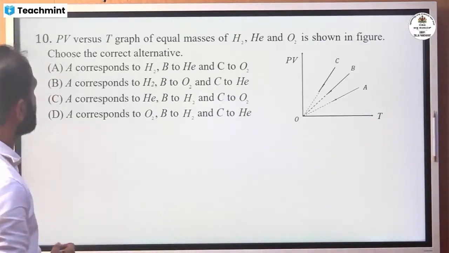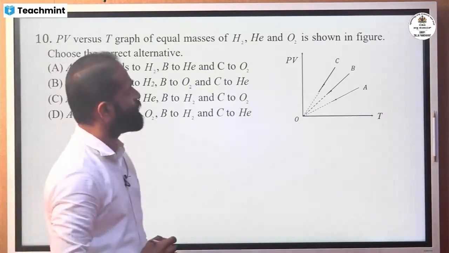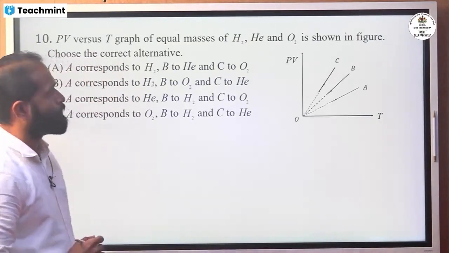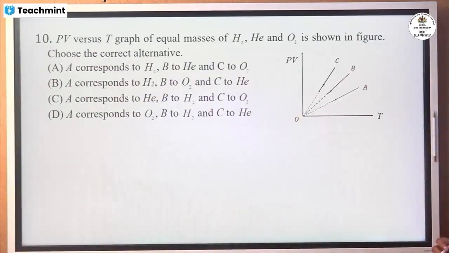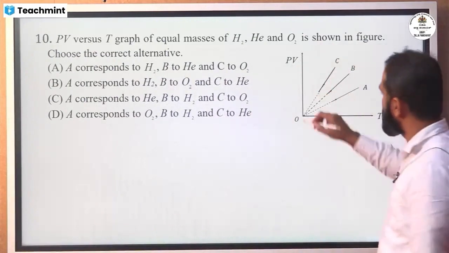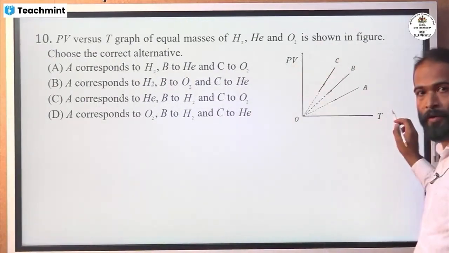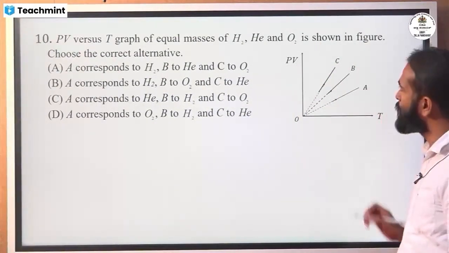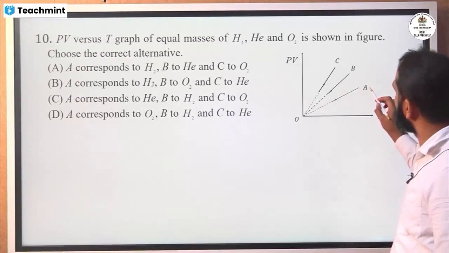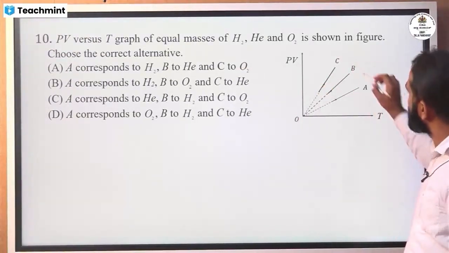Okay, let's solve question number 10. The PV versus T graph of equal masses of hydrogen, helium, and oxygen is shown in the figure. So there are three types of gases and they undergo some changes, and those changes are represented in a single plot where along the y-axis there is PV and along the x-axis there is temperature. Whenever straight lines are involved, we'll go for slopes. So we have to identify which gas is represented by which of these alphabetically labelled straight lines.